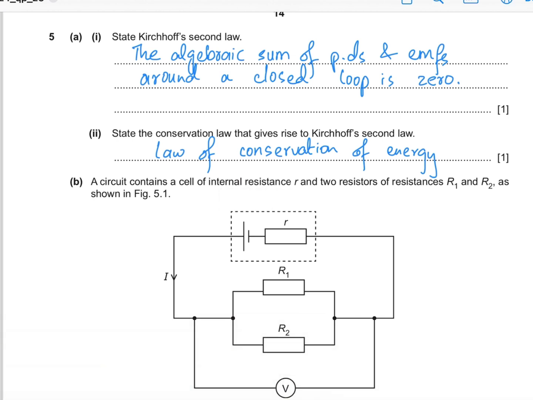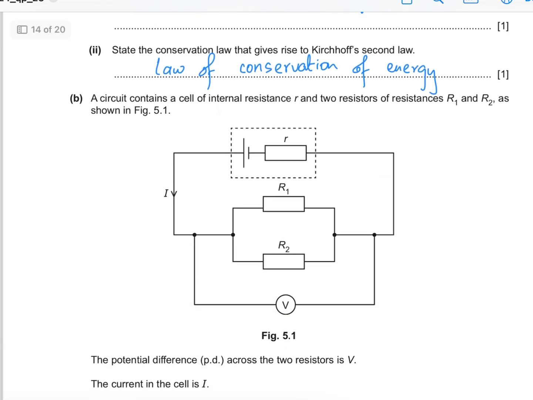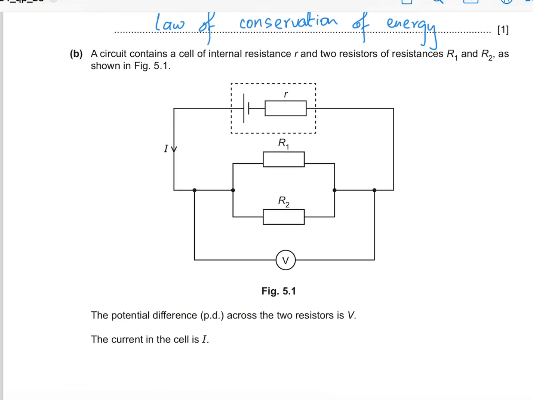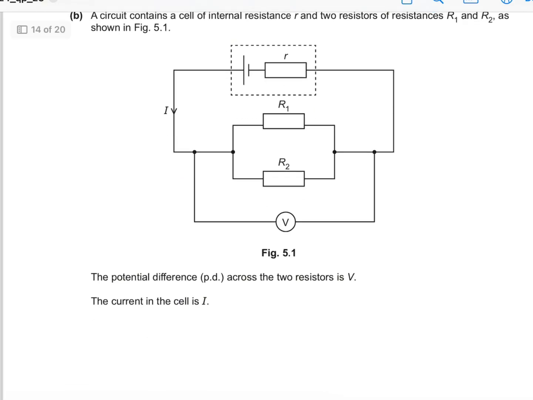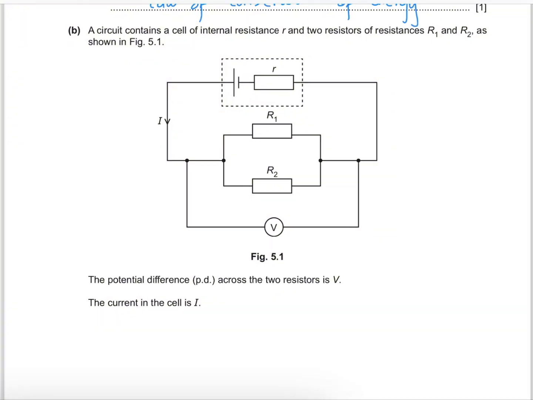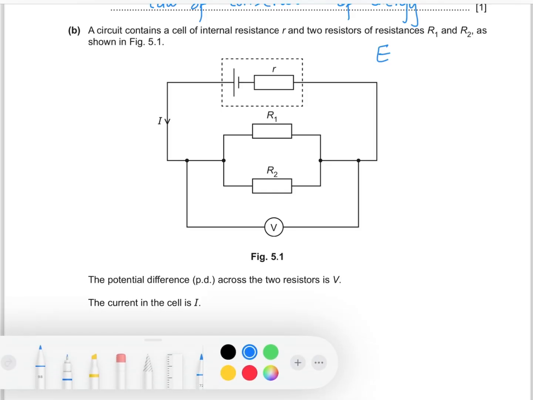B. A circuit contains a cell of internal resistance and 2 resistors of resistances R1 and R2 as shown in figure 5.1. Let's take some time to understand internal resistance here. Whenever you have internal resistance in a circuit, the EMF, which is the total energy supplied from the power source, will be distributed between the lost volts and the terminal potential difference. What does that mean?